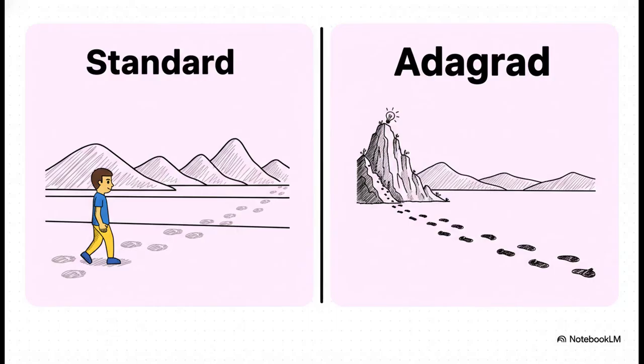Let's use a hiker analogy to make this super clear. Your standard optimizer, that's like a hiker who takes the exact same size step every single time, no matter what. Uphill, downhill, rocky, flat, doesn't matter. Same step. But Adagrad is a much smarter hiker. On a steep path it's been on before, where it's seen big changes, it takes small, careful steps. But out on some flat, new terrain, it takes bigger, more confident strides to cover ground fast.